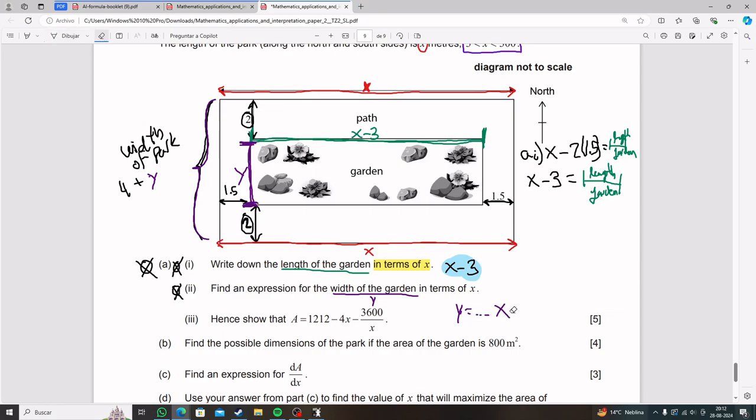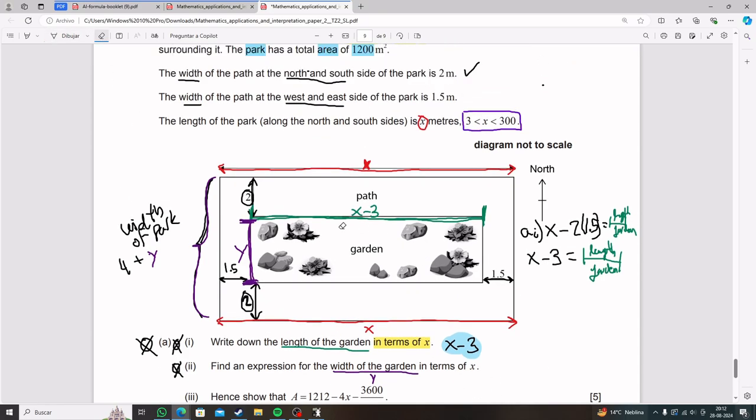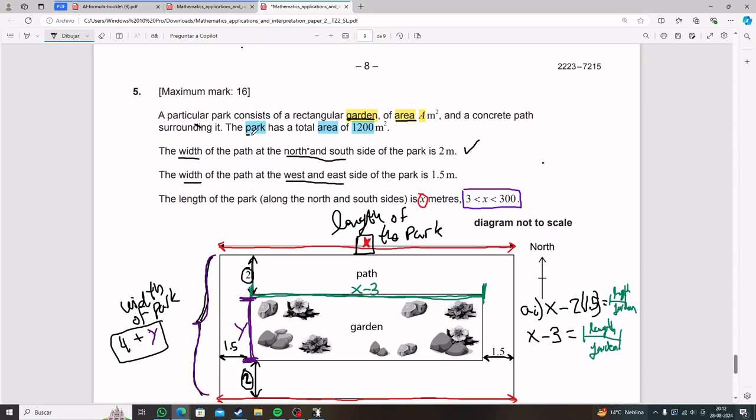All right, so the width of the park, what do you know about it? How can you work with it? Well, you know that the width of the park times the length of the park, which is x, has to give you 1,200, because the total area of the park is 1,200.